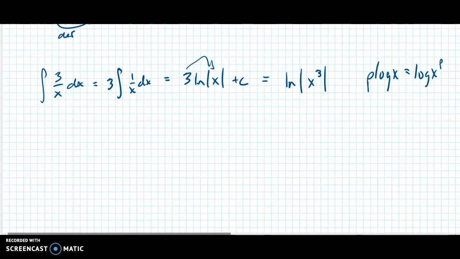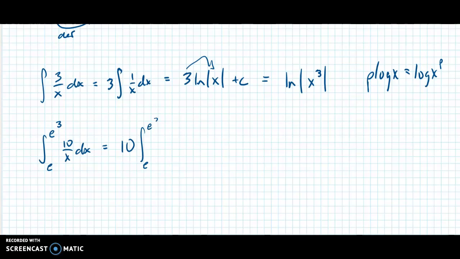Okay, next one. Let's do the integral from e to e cubed of 10 over x dx. So this is 10 times the integral from e to e cubed of 1 over x dx, which is 10 ln absolute value of x evaluated from e to e cubed. Now you may say, why aren't you plugging it here? And I'm not doing that just because it's going to make my operations a little bit easier here.